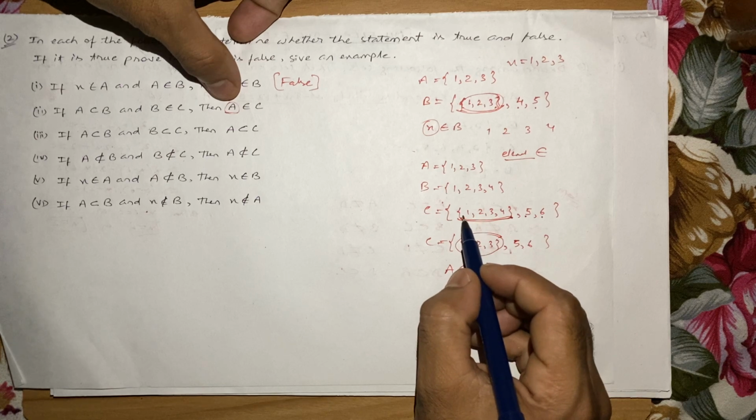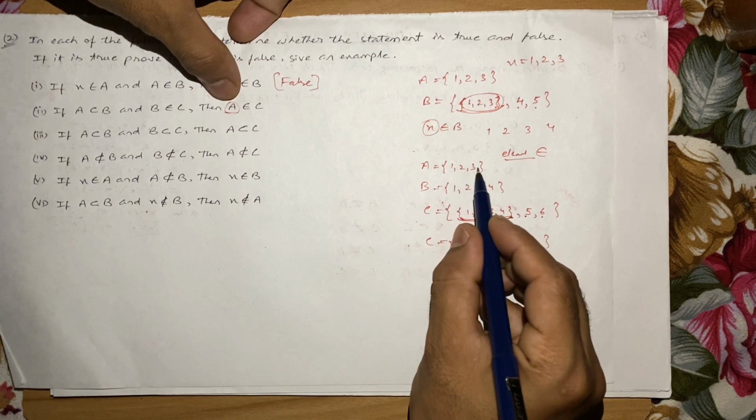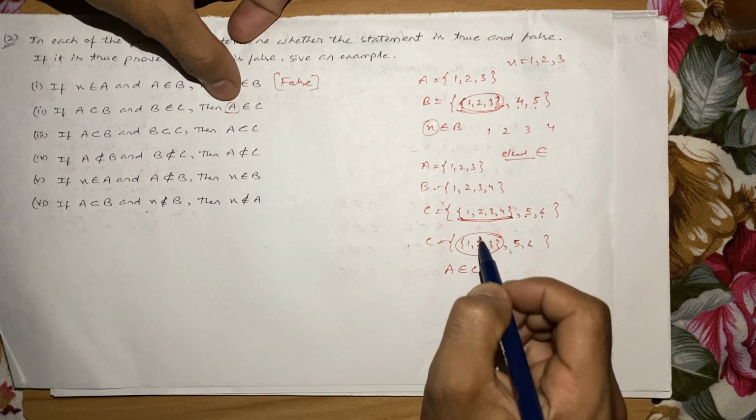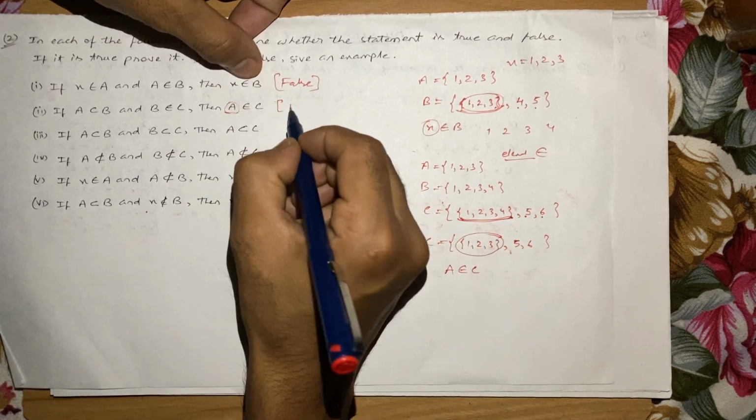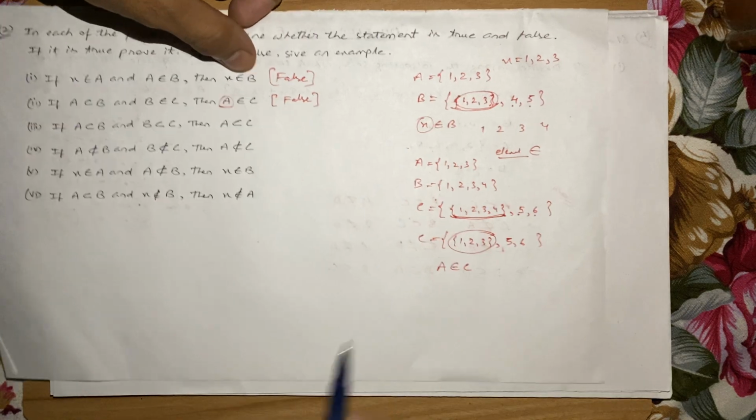Okay, so 1, 2 and 3 are there, but here you have 1, 2, 3 and 4. So what? A does not belong to C. Okay, so this is false. But here there is one.